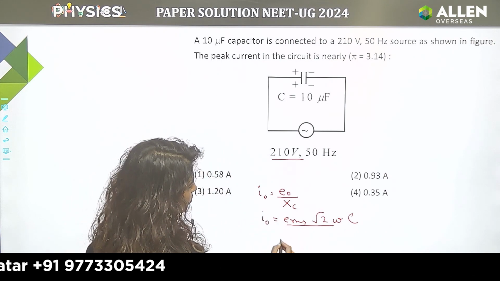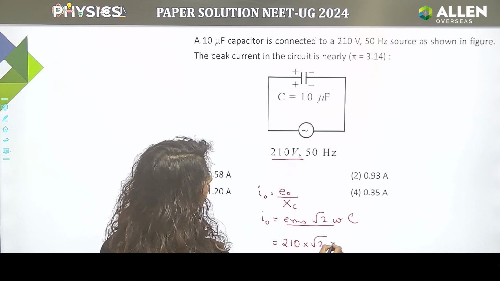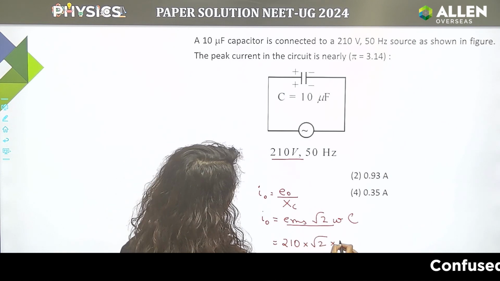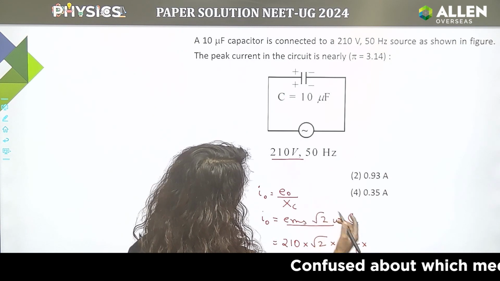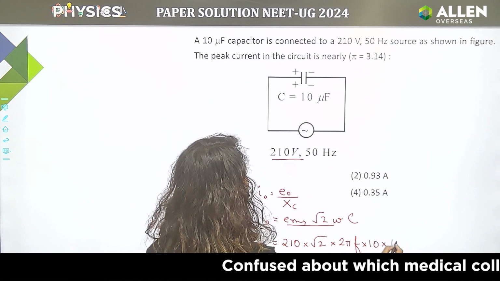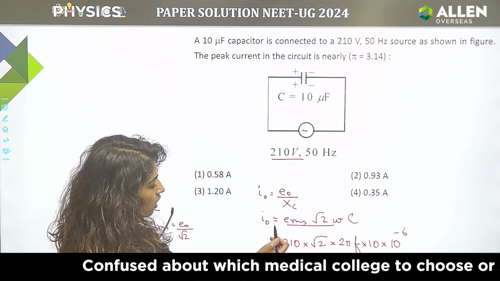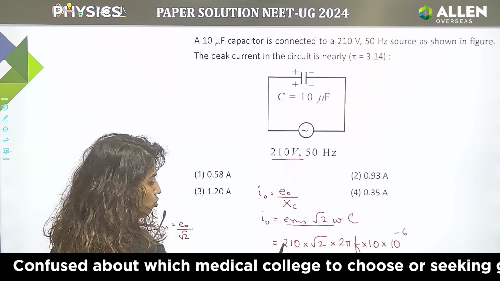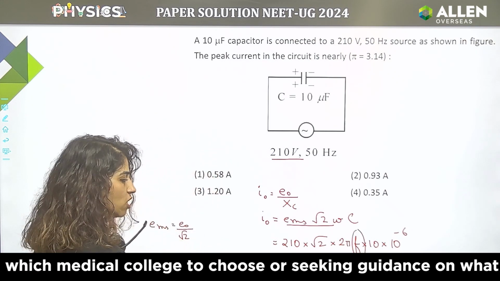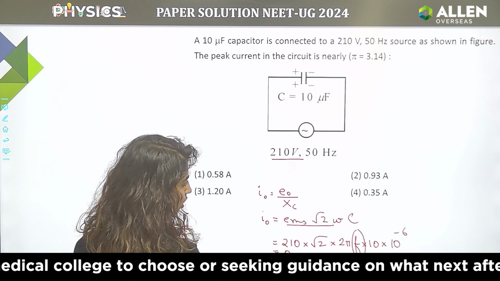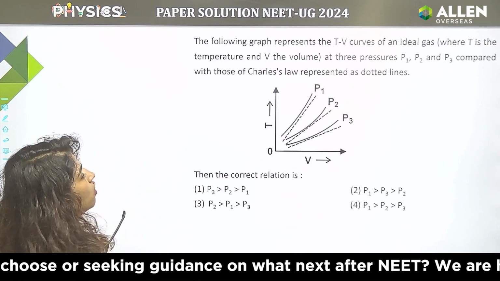This is I naught. Substitute the value 210 into root 2 into omega, which is 2 pi f, into C, which is given as 10 into 10 raised to minus 6. After substituting the values, 210 into root 2 into 2 pi f, where f is 50 here, you will end up getting the answer as 0.93 ampere. Next question.